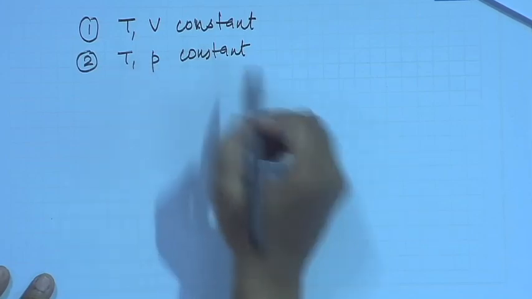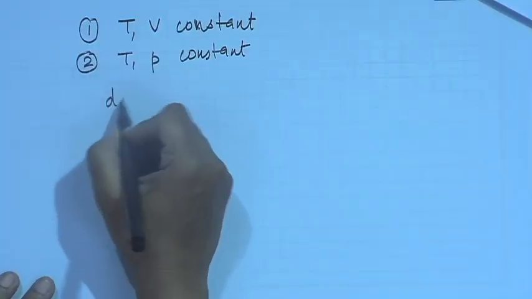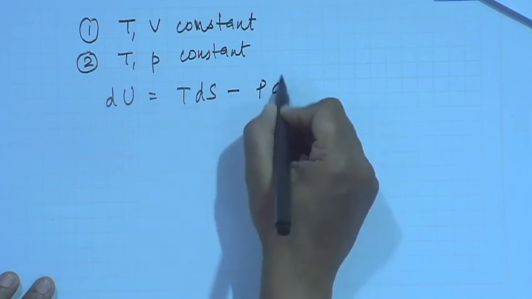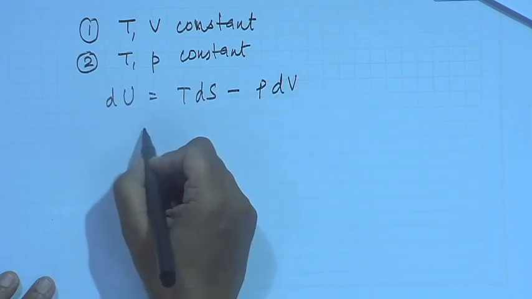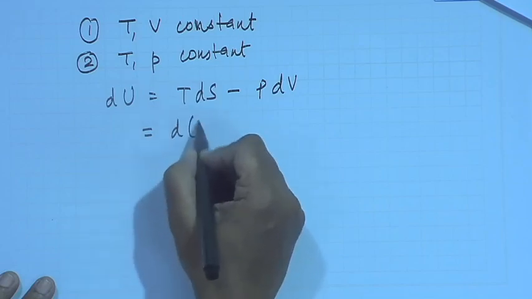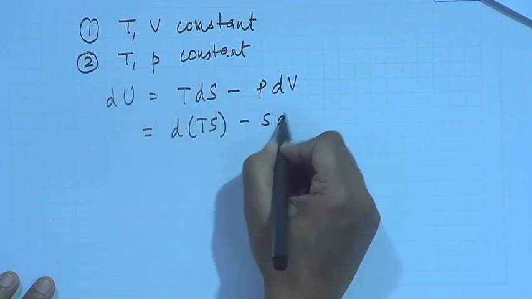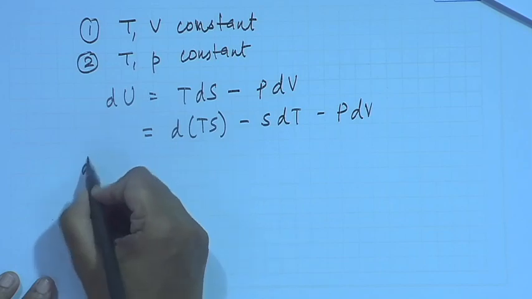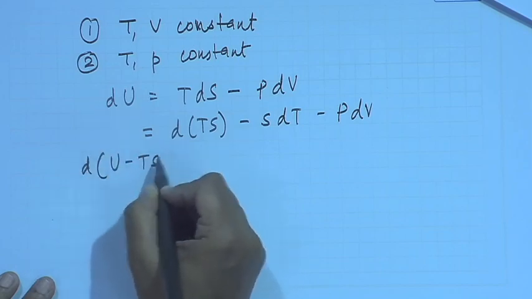Now, when such a thing happens, let us see if, by looking at the system only, we can find out the criteria of spontaneity. Again we go back to the same equation: dU equals TdS minus PdV. Using Legendre transform, can we write this equation in this particular form? I believe we can do this. So, what does it give you? Does it give you d of U minus TS?